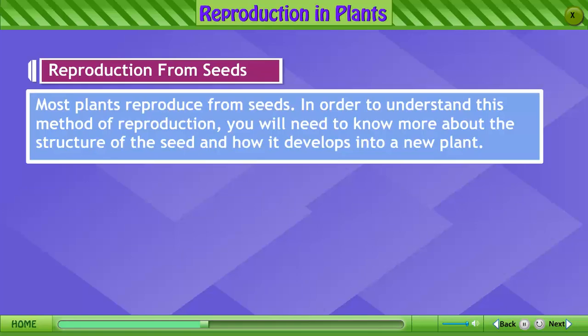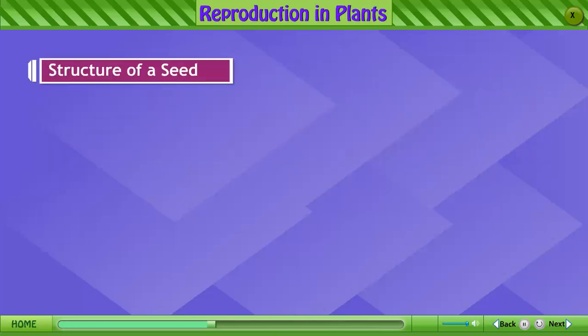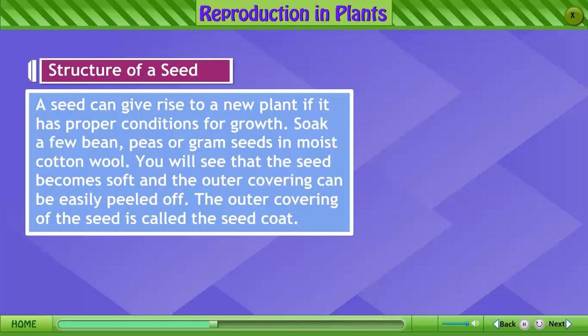Reproduction from seeds. Most plants reproduce from seeds. In order to understand this method of reproduction, you will need to know more about the structure of the seed and how it develops into a new plant. Structure of a seed. A seed can give rise to a new plant if it has proper conditions for growth.